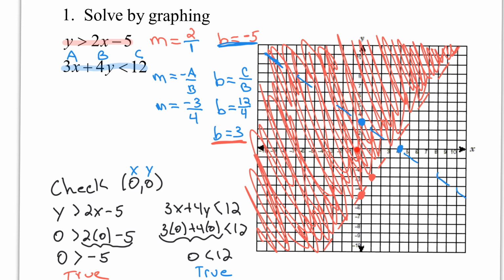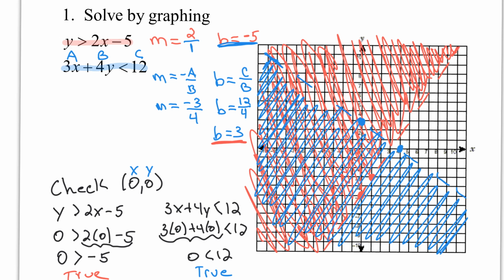So now you look at the origin. Notice where the blue line is at. The blue line is up here. The origin is down here. So I'm going to shade the bottom of the blue line where the origin is at. So let me just shade that in blue. And I'm going to tell you guys what all this means.